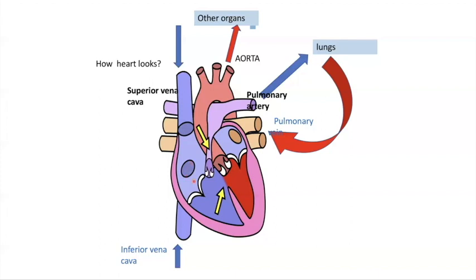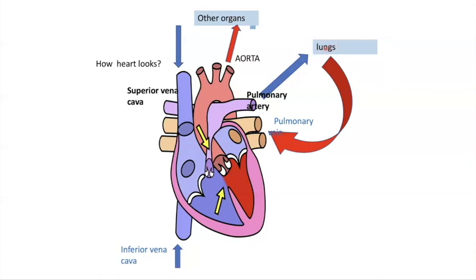So when the blood comes to the right ventricle, what happens? Tricuspid valve closes up. When it closes, the other valve here, the semilunar valve, opens up and the heart gets contracted and the blue blood is given to the lungs through the pulmonary artery and the blood goes to the lung.